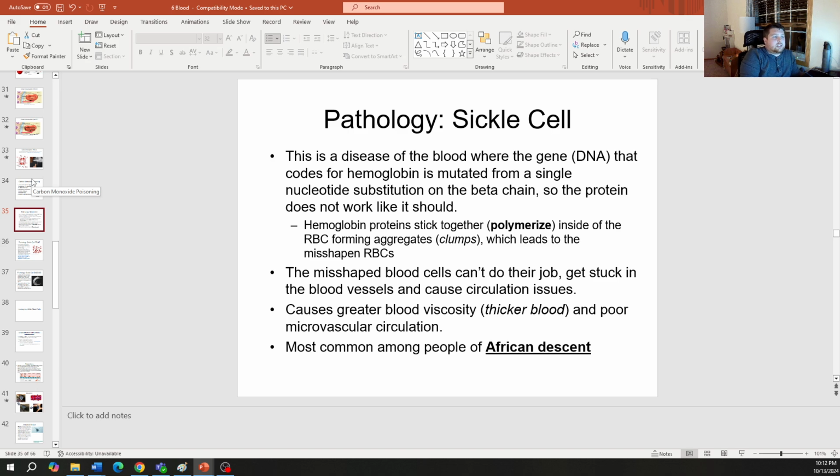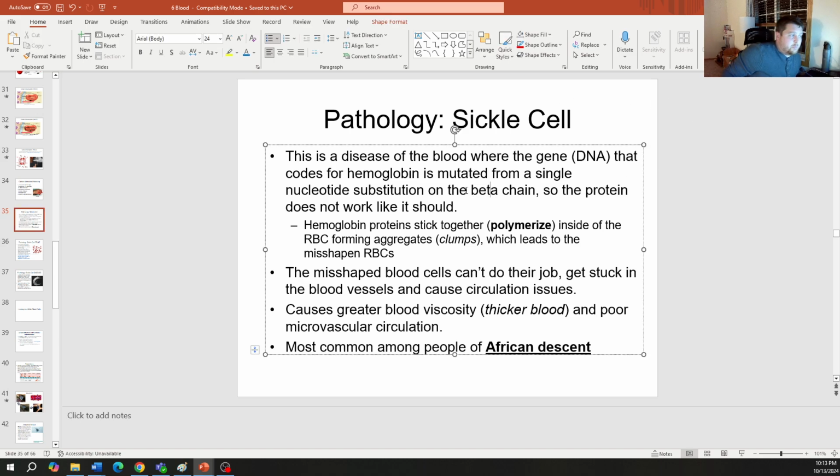Sickle cell is a disease where one part of the DNA, the gene that codes for hemoglobin, specifically the beta chain part of hemoglobin, is mutated. There's a single nucleotide substitution. So basically, one little part of DNA got cut out, and the wrong component of DNA got plugged in there. And so now, when it gets built, it's building a non-functional hemoglobin part. It's building a chain that isn't able to do its job.